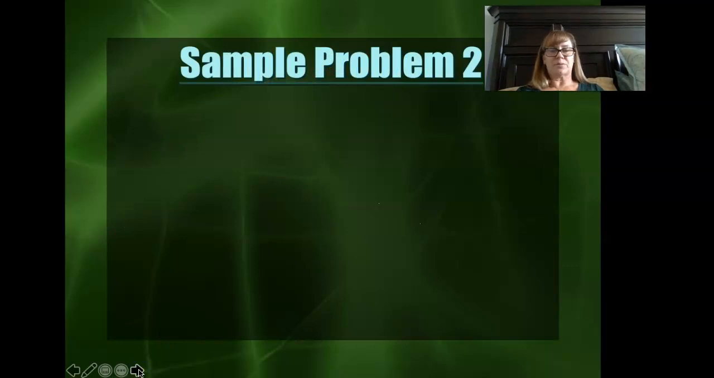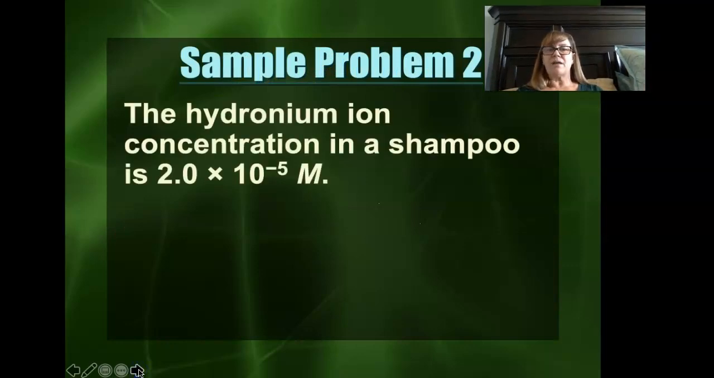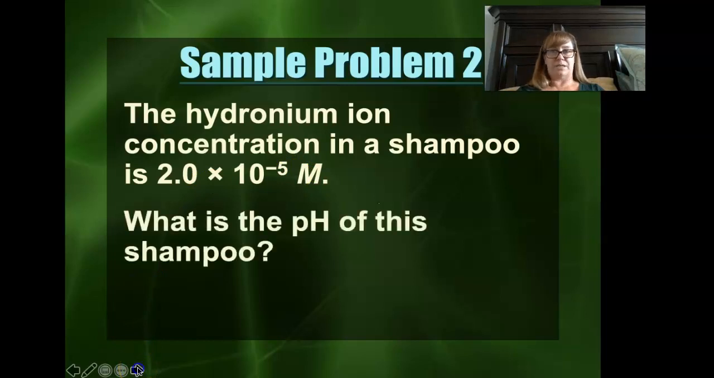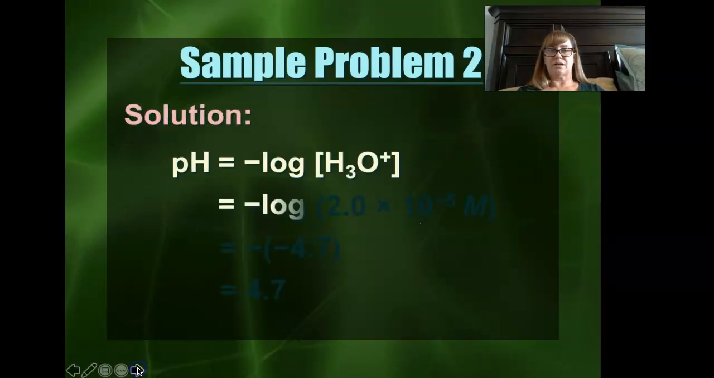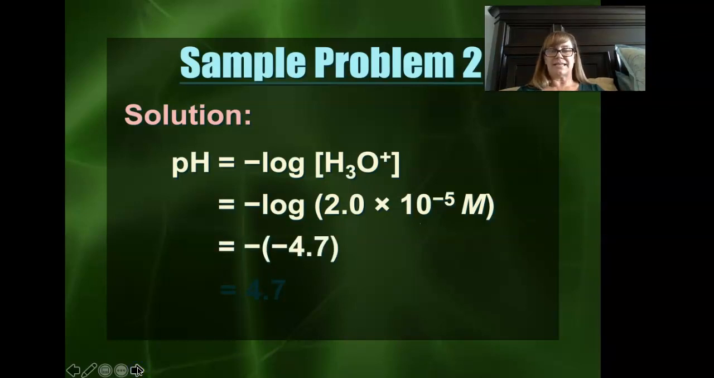All right, let's try a sample problem. Hydronium ion concentration in a shampoo is 2 times 10 to the negative fifth. There's your molarity, your concentration. Let's take the negative log of this concentration and we'll find the pH of it. Negative log of 2 times 10 to the negative fifth is a negative 4.7, or a pH of 4.7. Try it on your calculator. See if you can do it. If you can't, come find me in a Zoom.